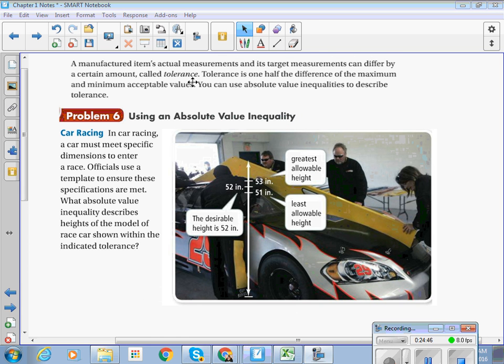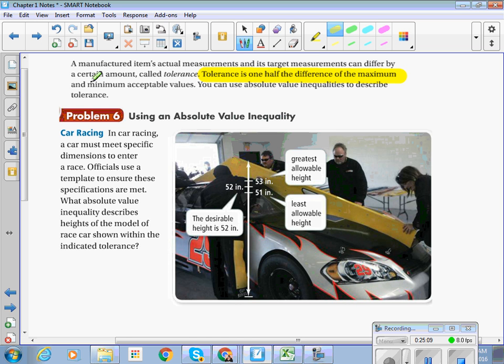All right, so we're going to talk about tolerance. A manufactured item's actual measurements and its target measurements can differ by a certain amount called tolerance. Tolerance is 1/2, and we need to highlight this because this is the definition. Pull my highlighter out. And you guys can write that down. Tolerance is 1/2 the difference of the maximum and minimum accepted values. So you take your max minus your min, divide by 2.